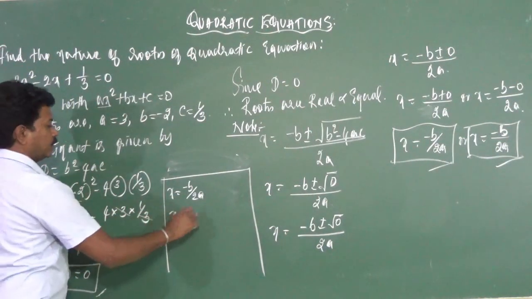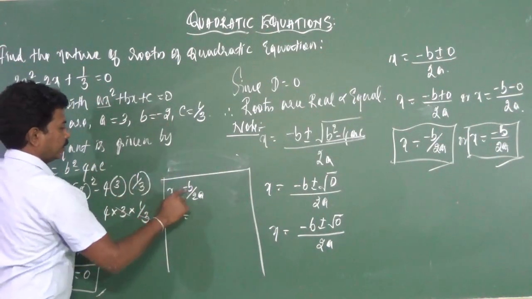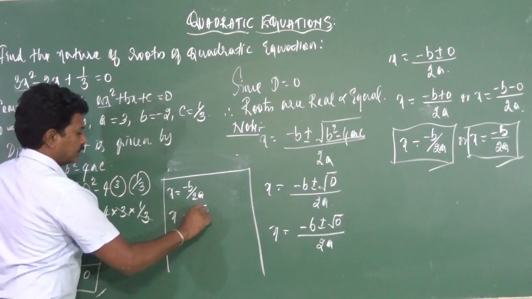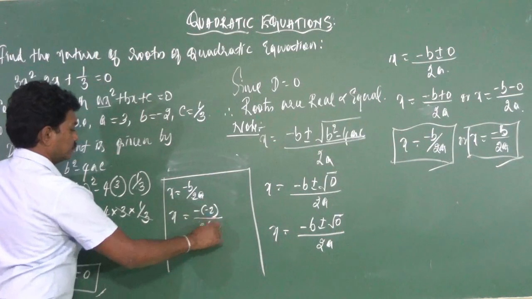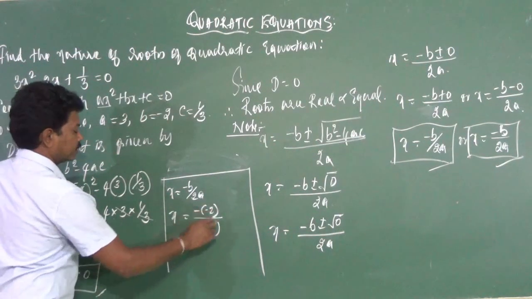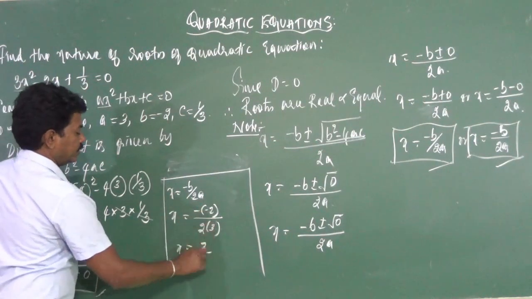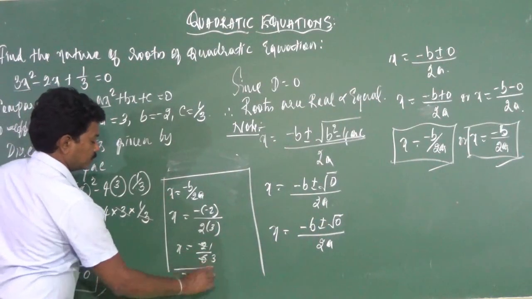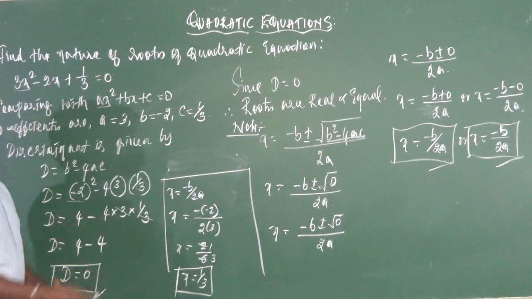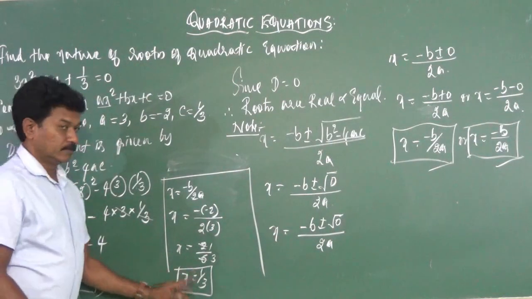So x is equal to, what is the value of b? Minus. Here we already have minus. Minus of minus 2 by 2a, that is 2 into 3. So x is equal to minus into minus 2 is 2, 2 by 2 threes are 6. Six. 2 ones are 2, 3 twos are 6. So x is equal to 1 by 3. So those equal roots are 1 by 3 and 1 by 3.